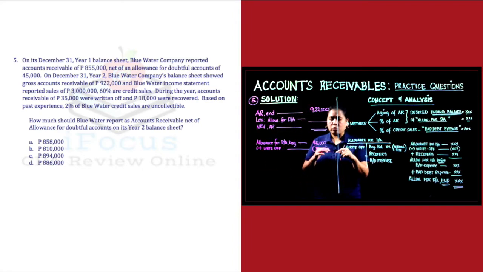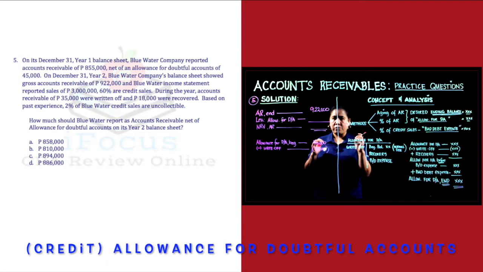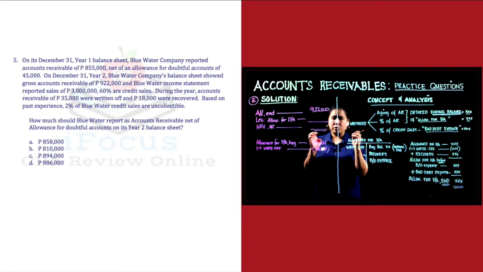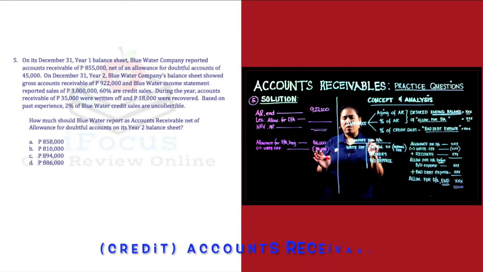And 18,000 were recovered. So ano ba ang effect ng recovery sa ating allowance for doubtful accounts? Ang recovery is addition to our allowance for doubtful accounts. Ano bang entry natin sa recovery? We debit our accounts receivable dahil naka-recover tayo and credit to allowance for doubtful accounts to set up this accounts receivable na nasingil natin. And then we will debit our cash na nakolekta natin, tapos aalisin natin ulit sa accounts receivable natin and credit to accounts receivable.